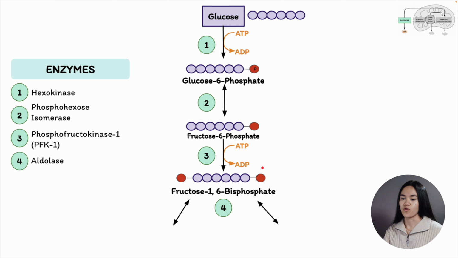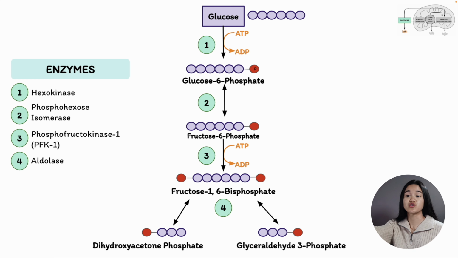Moving on to step 4. Fructose 1,6-bisphosphate splits to form 2 three-carbon sugars, dihydroxyacetone phosphate, or DHAP, and glyceraldehyde 3-phosphate. This is catalyzed by the enzyme aldolase. So as you can see here, we're splitting fructose 1,6-bisphosphate.